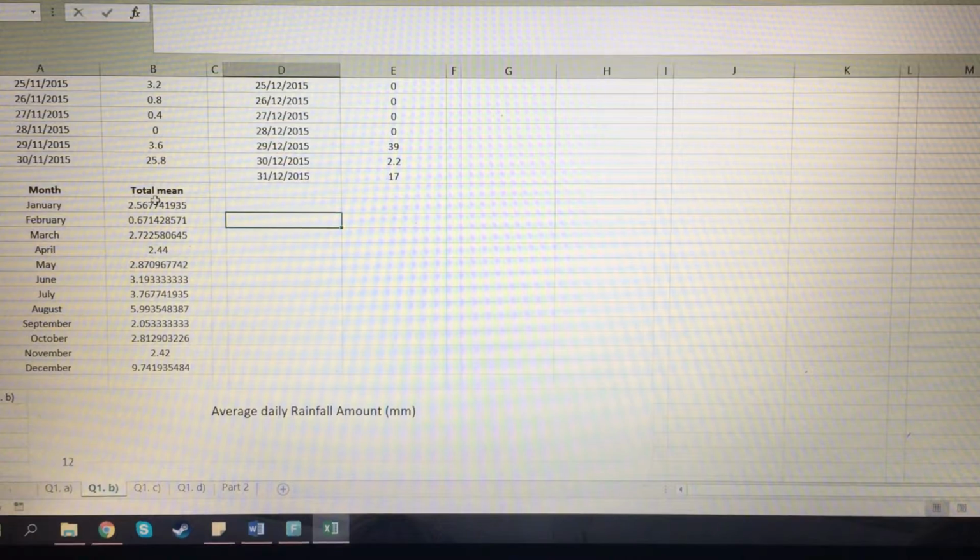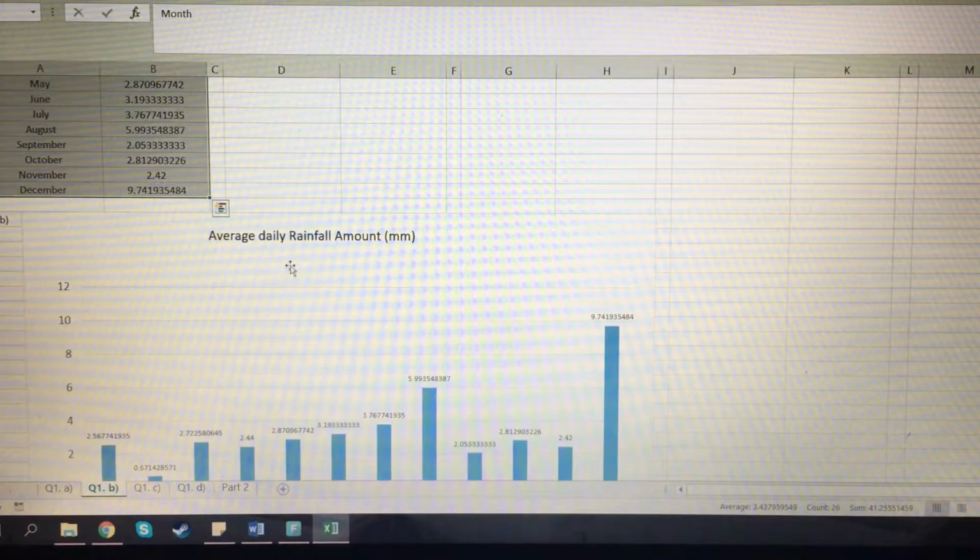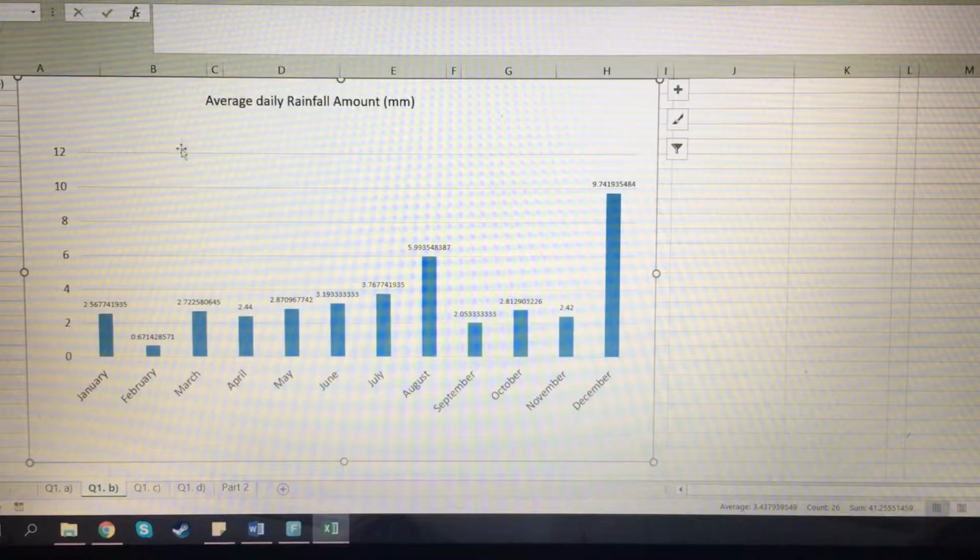So after finding the mean for all the months, I highlighted this whole thing and then I clicked on insert and inserted a bar graph.